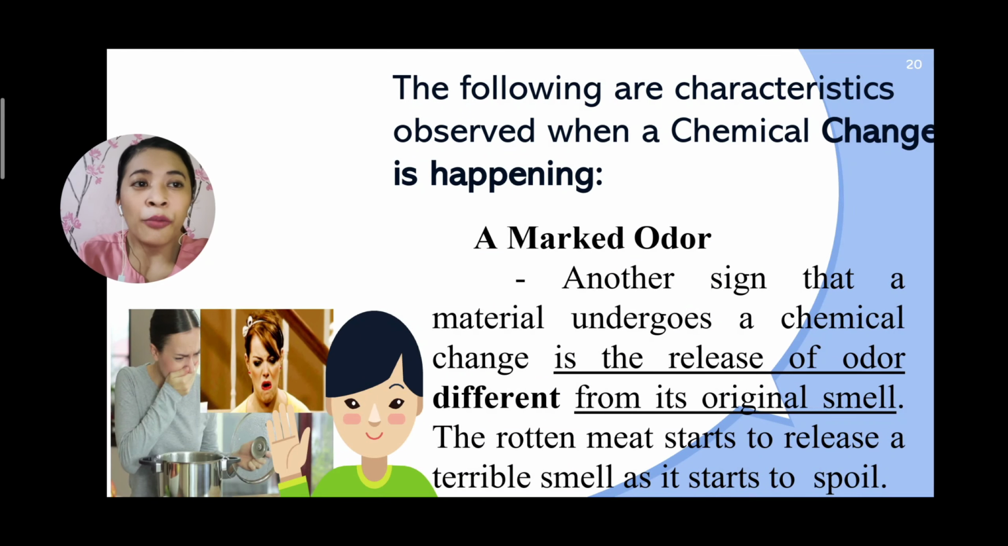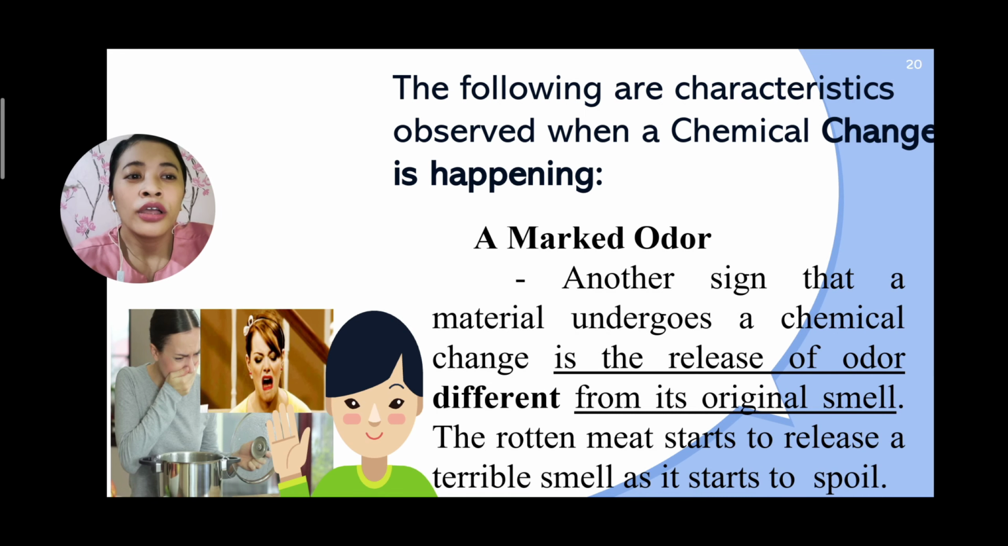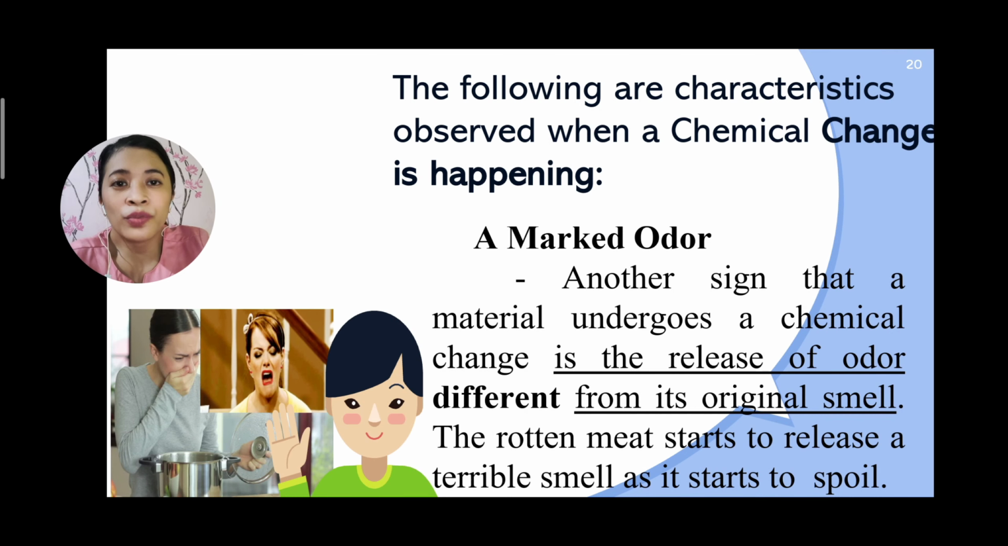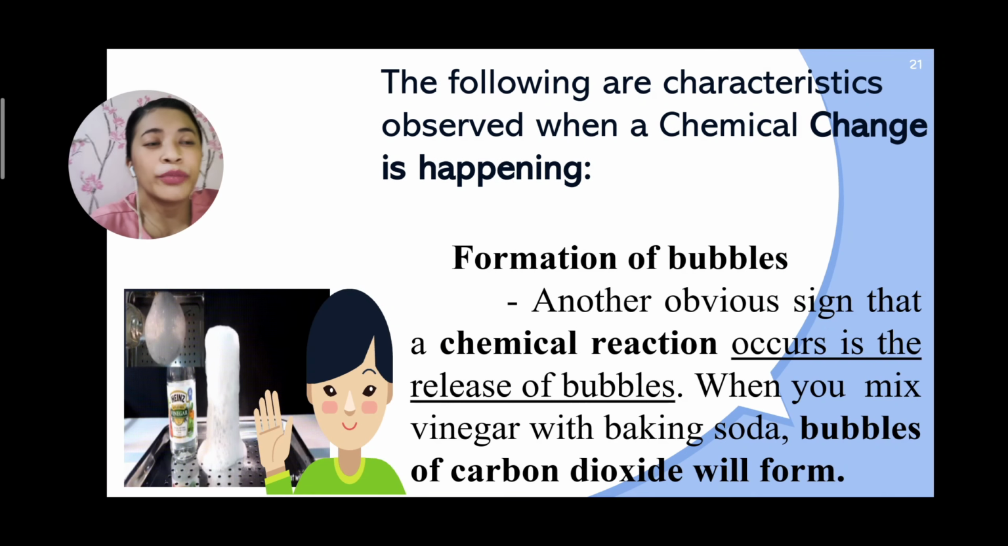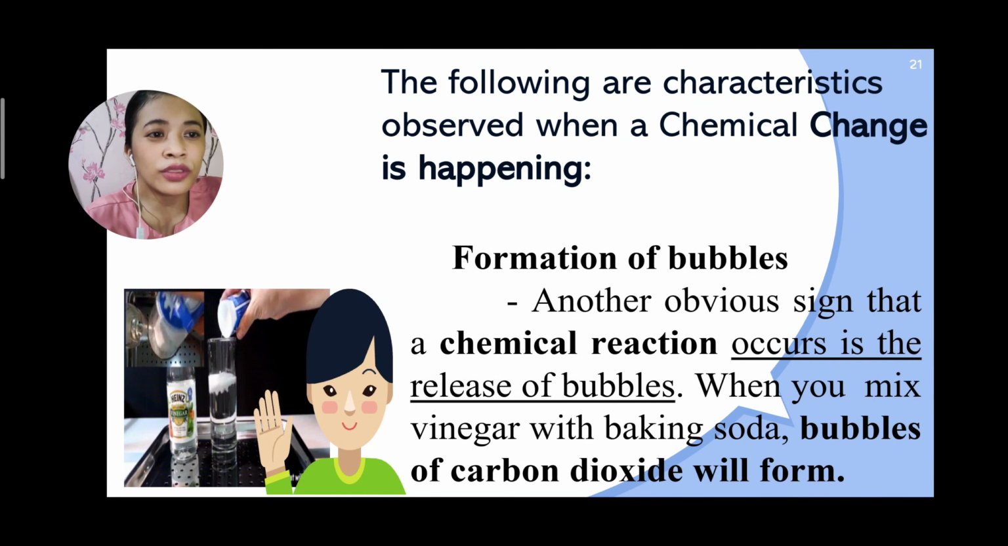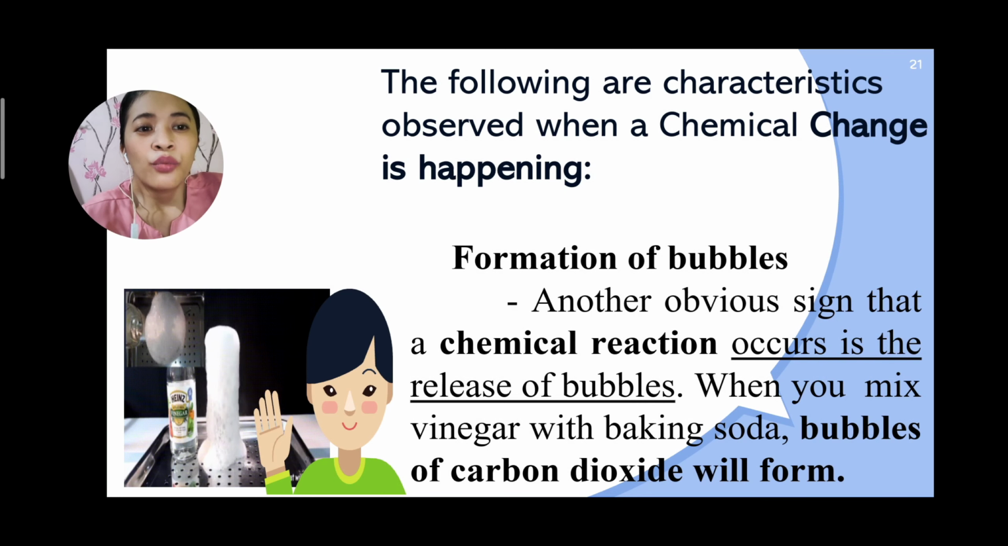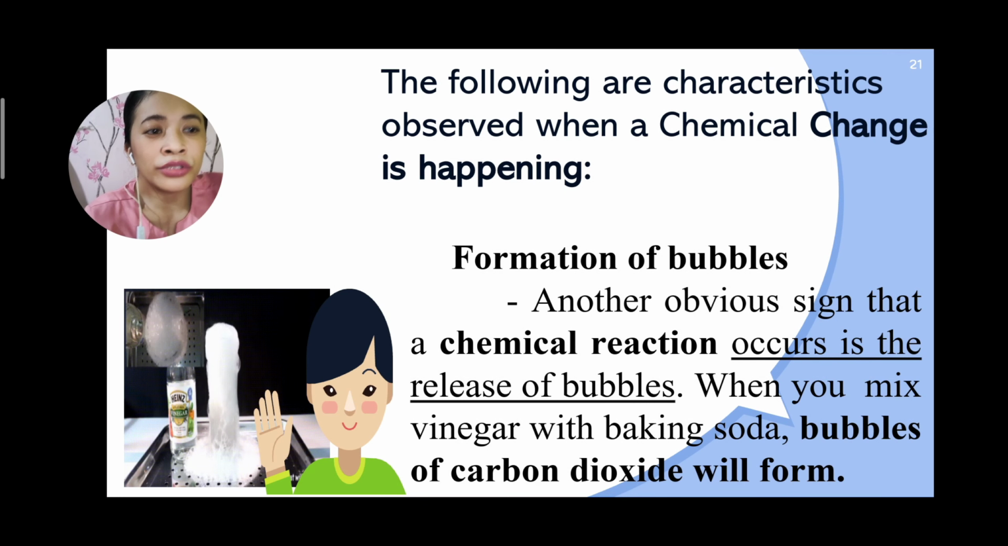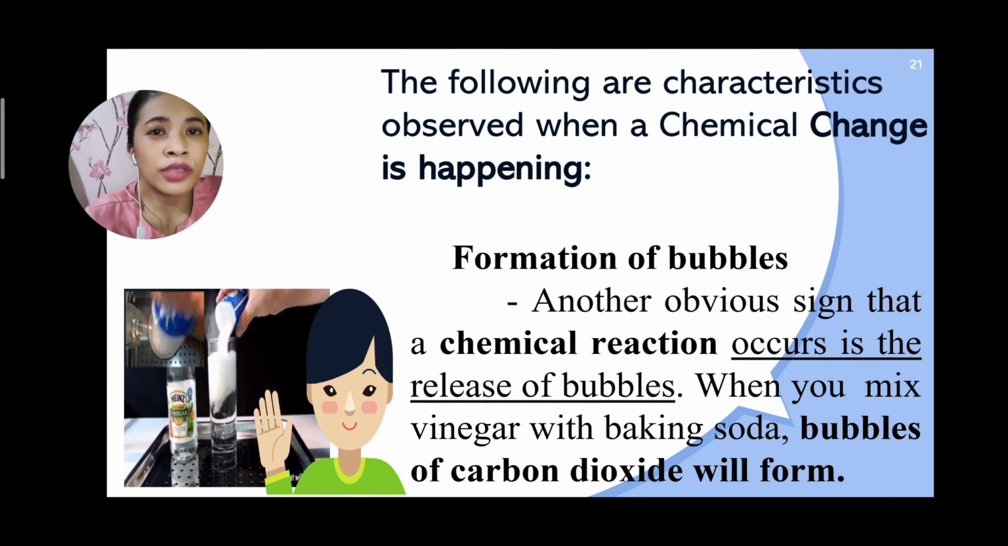Next is a marked odor. Another sign that a material undergoes a chemical change is the release of an odor different from its original smell. The rotten meat starts to release a terrible smell as it starts to spoil. Next is formation of bubbles. Another obvious sign that a chemical reaction occurs is the release of bubbles. When you mix vinegar with baking soda, bubbles of carbon dioxide will form.